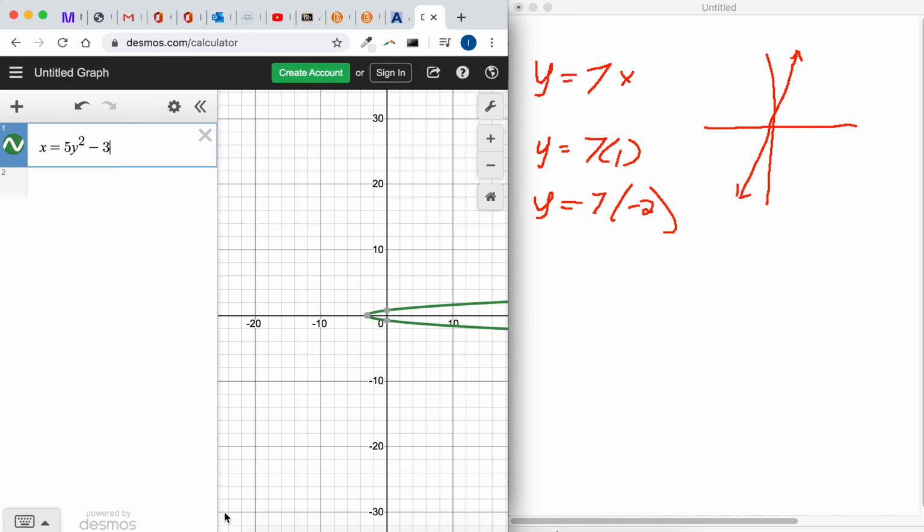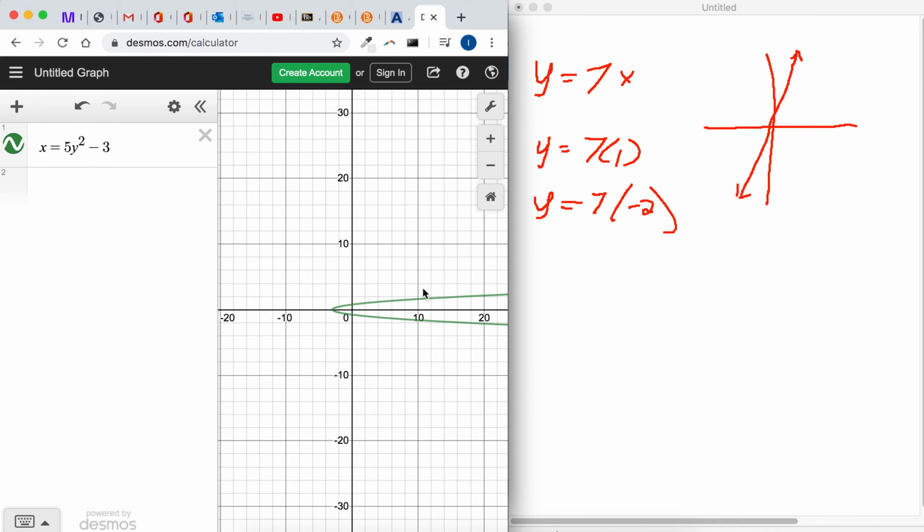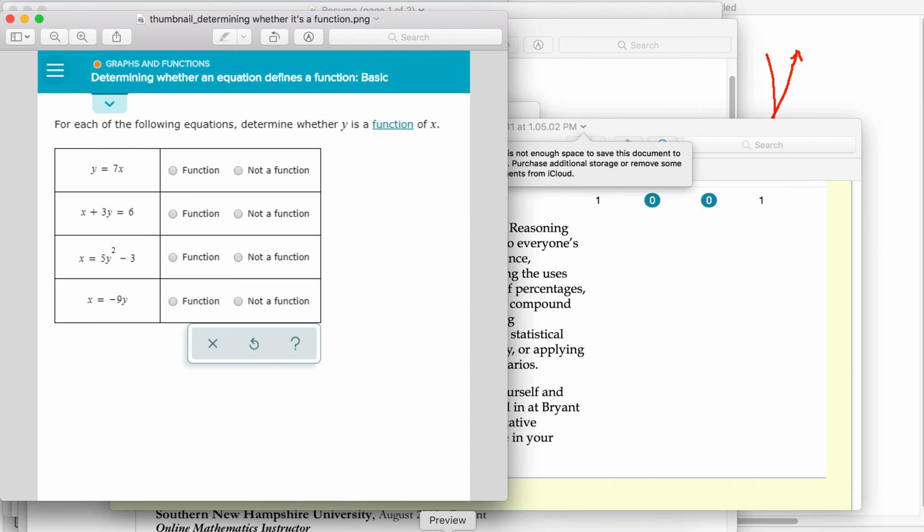Okay, yeah, so if you graph this, look, if I draw a vertical line right on top of the 10, it's going to cross two places. It's going to cross here, and it's going to cross here, that vertical line. So this is not a function. Okay, we would check not a function for this one.